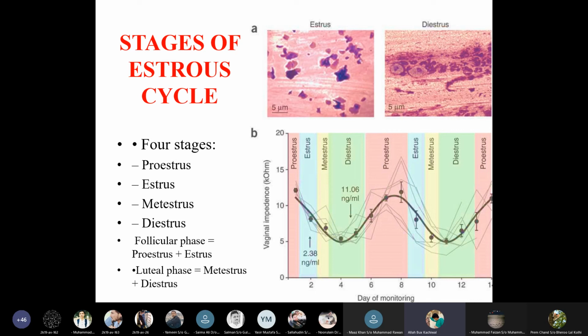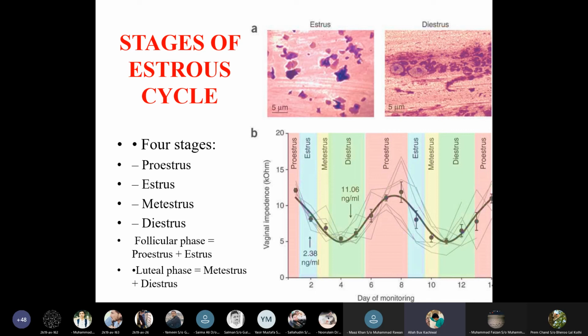One is the follicular phase and the other is the luteal phase. So mostly these 4 stages are covered in a follicular phase and a luteal phase. Or you can see the 4 stages: proestrus, estrus, metestrus, and diestrus. This is a cycle which cycles through the 4 stages.